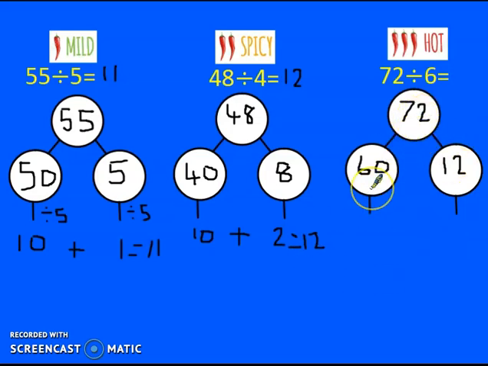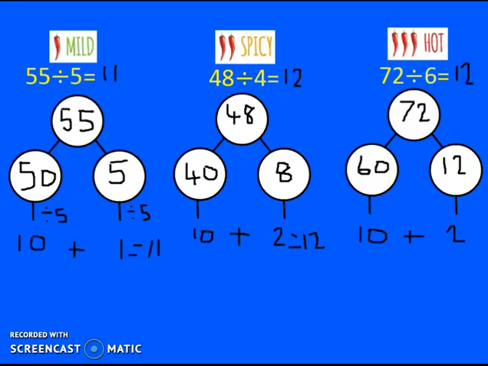So 60 divided by 6, that one's easy again, that is 10. And then 12 divided by 6. So let's see what number that would be. 6, 12. That will be 2. So add those two numbers together. We already know here that it equals 12. So our answer there is 12 again.